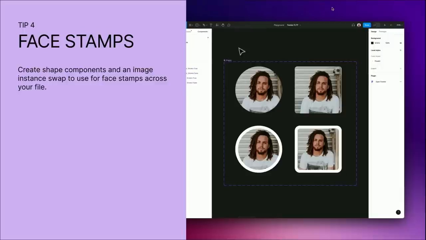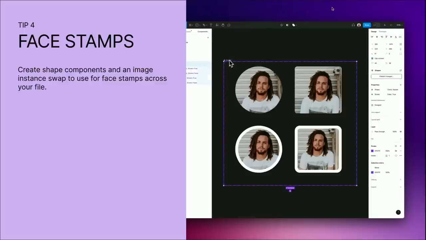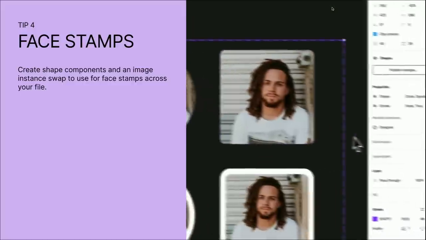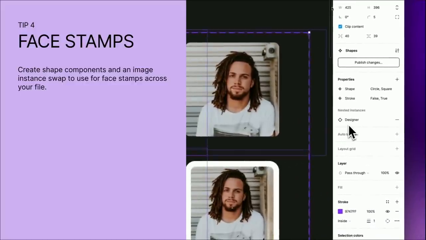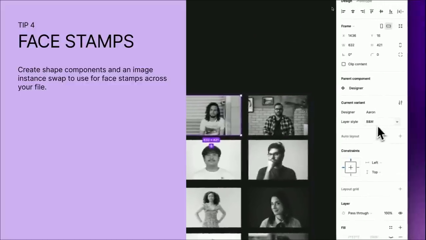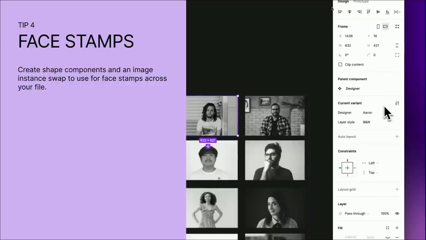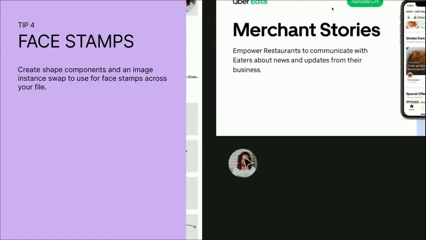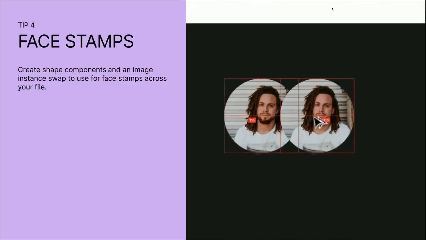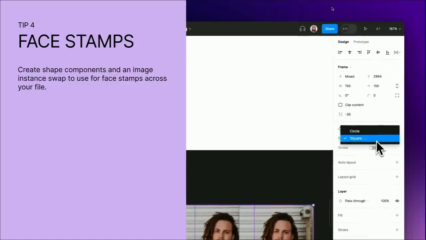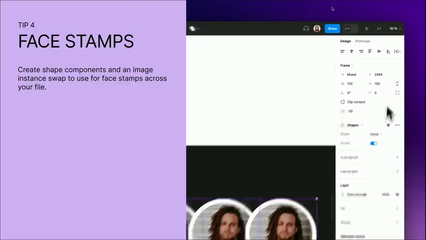All right, face stamps. This is really helpful if you're collaborating with other designers in the same Figma file. You might want to add face stamps to add context throughout the file in terms of who has ownership over different parts of that file. I like to do this through components by creating a few different shapes. You may have seen I had a circle and a square. Then I have a component embedded into that component with different avatars for each of the members on the design team. I also had variants, a black and white version and a color version.